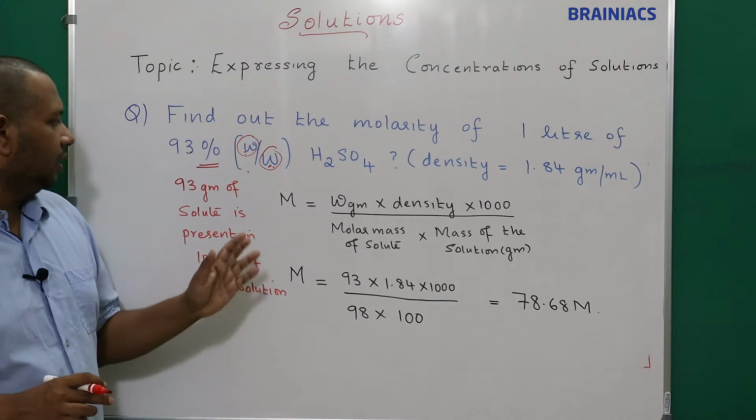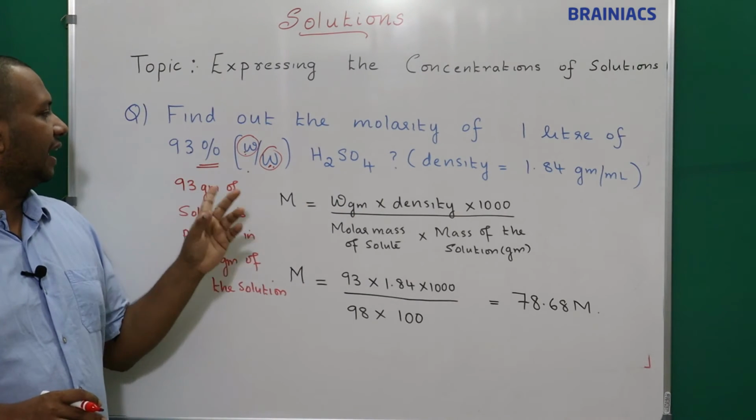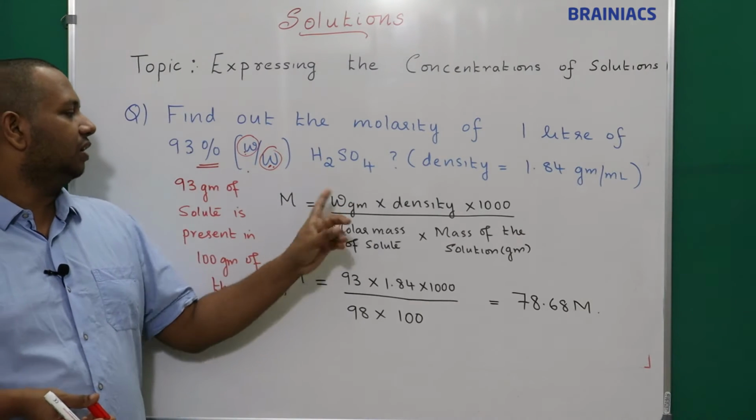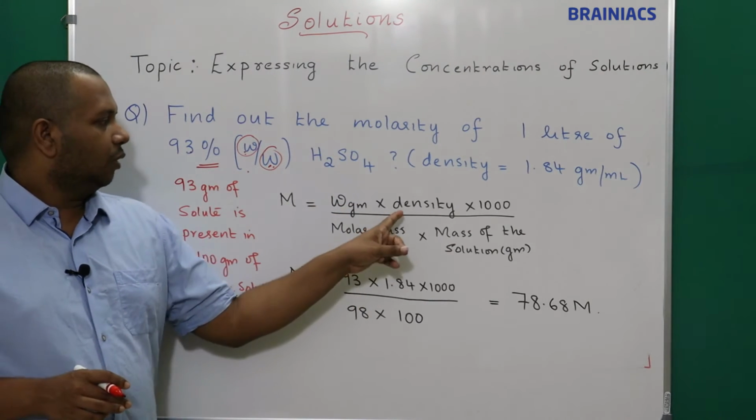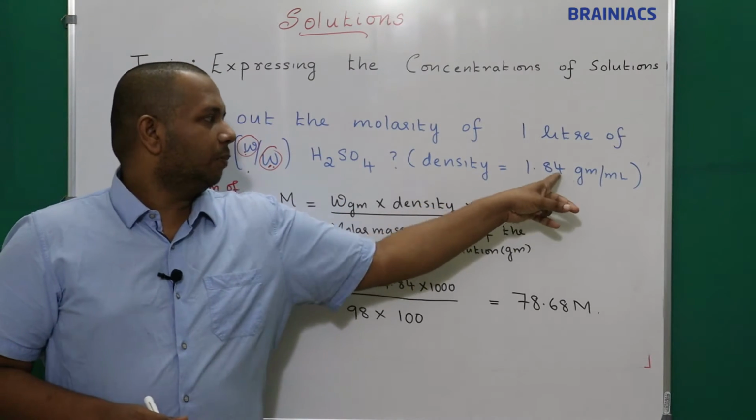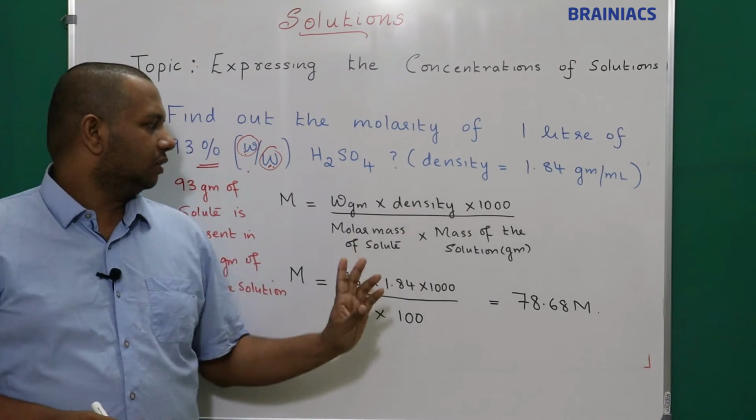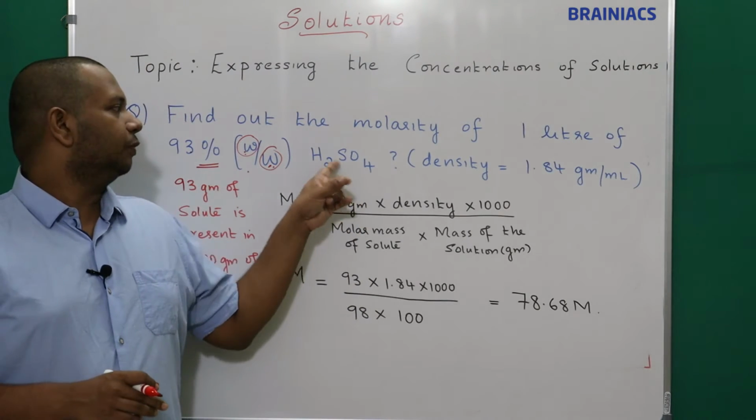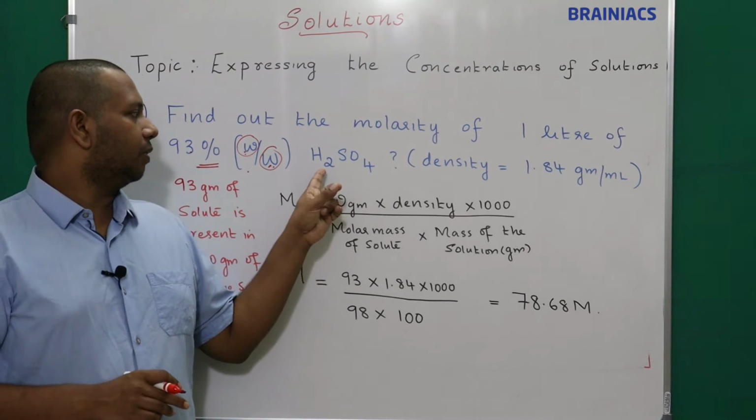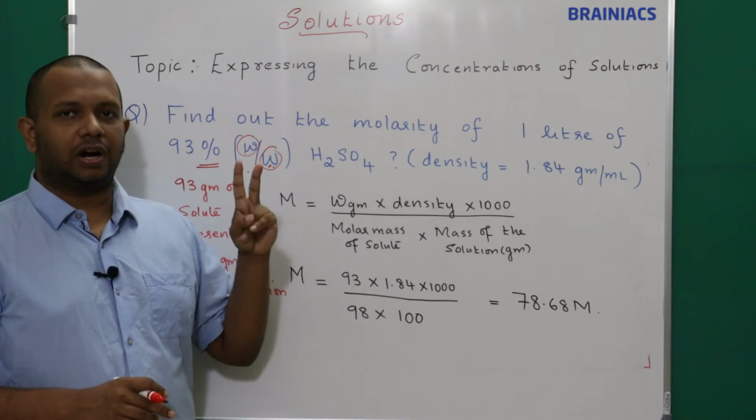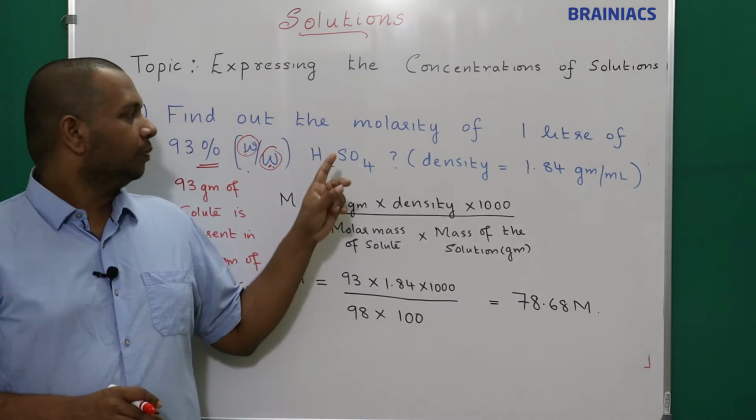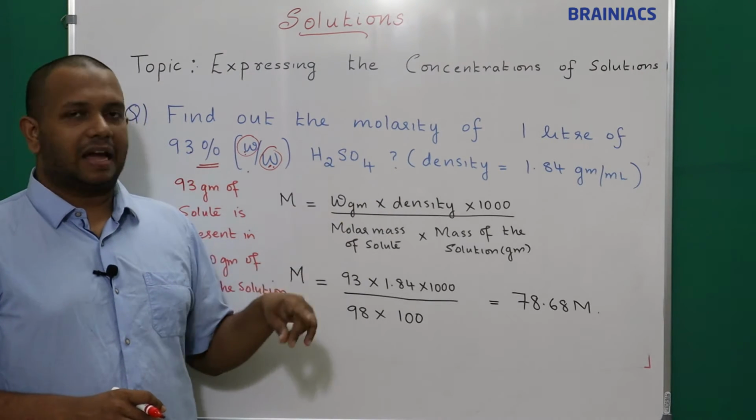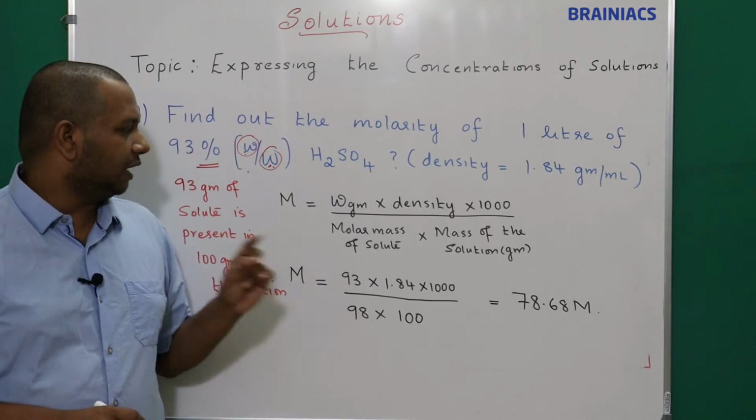Very important. Now weight in gram, how much is given? I know that in 100 gram how much solute is present? 93 grams. So I can write weight in gram is equal to 93. Now density of the solution, so I know 1.84 gram per ml into 1000 divided by molar mass of the solute. Who is the solute here? Sulfuric acid, that is present in water. So sulfuric acid is my solute. Sulfuric acid molar mass means two hydrogen atoms, so 2 into 1 is 2, sulfur 32, oxygen 16. 16 into 4 is 64 plus 32 is 96 plus 2 is 98. So I am substituting 98 here.